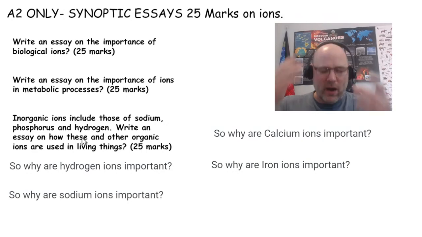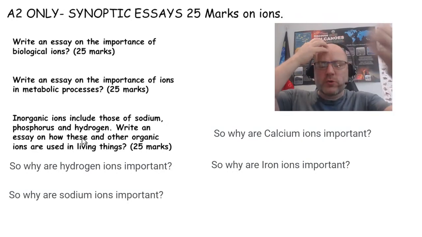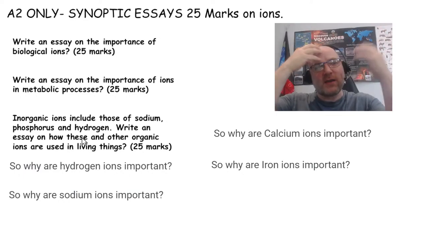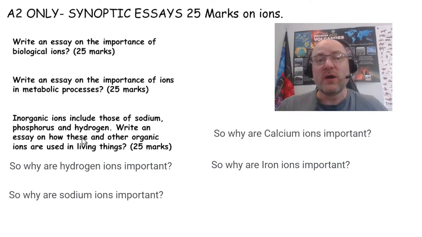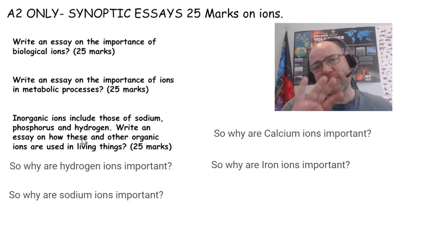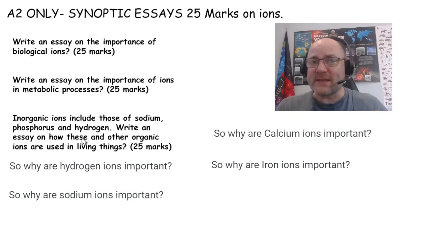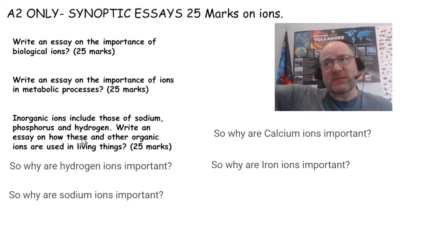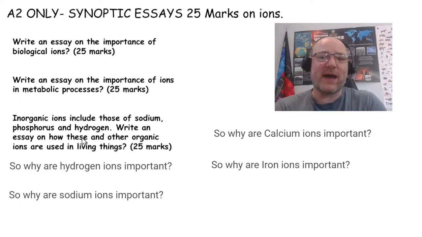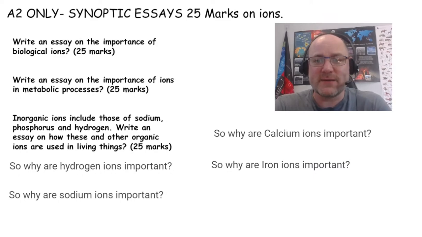You want to think about, right, what ones do I know a lot about? Do I know a lot about hydrogen ions, sodium ions, calcium ions, iron, phosphate, nitrates, hydroxide ions? What ones do I have the most knowledge on? Once you come across those, you're then going to pick four and write a paragraph of detailed A-level information. You will score no marks for GCSE content. And with your extra syllabus stuff, it can't be GCSE level. It has to be A-level standard.